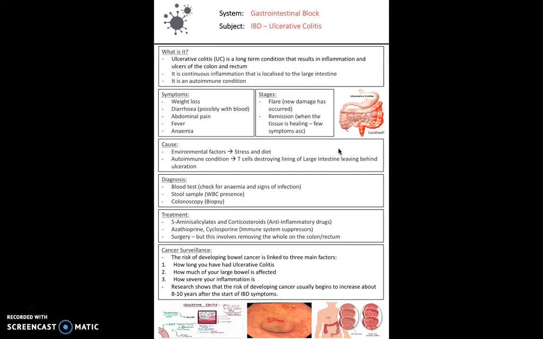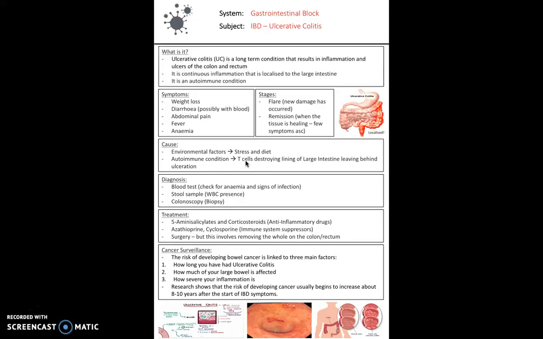So the symptoms we consider as weight loss, diarrhea, possibly with blood, abdo pain, fever and anemia. And again, we've discussed previously how they can have flare-ups and remissions, so periods where the symptoms are heightened, where new damage has occurred to the lining of the colon, and then periods of remission, where the tissue is healing, and therefore there are few symptoms associated with this time. So environmental factors can play a role in ulcerative colitis with regards to stress and diet, but largely it's down to this autoimmune condition where the T cells are destroying the lining of the large intestine and leaving behind some form of ulceration.